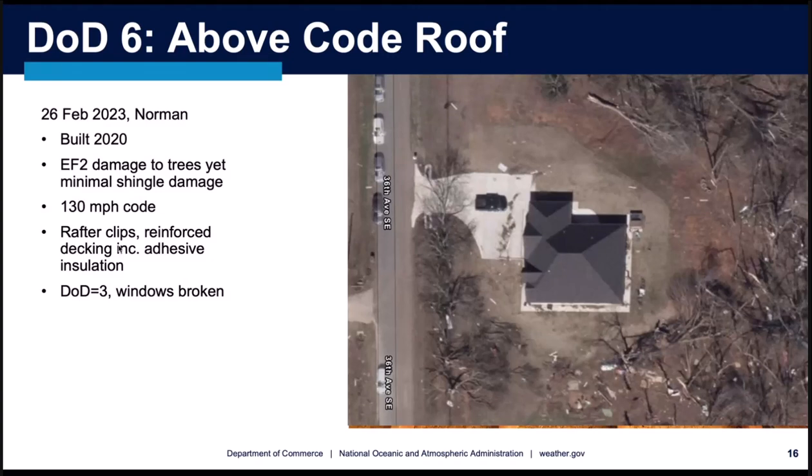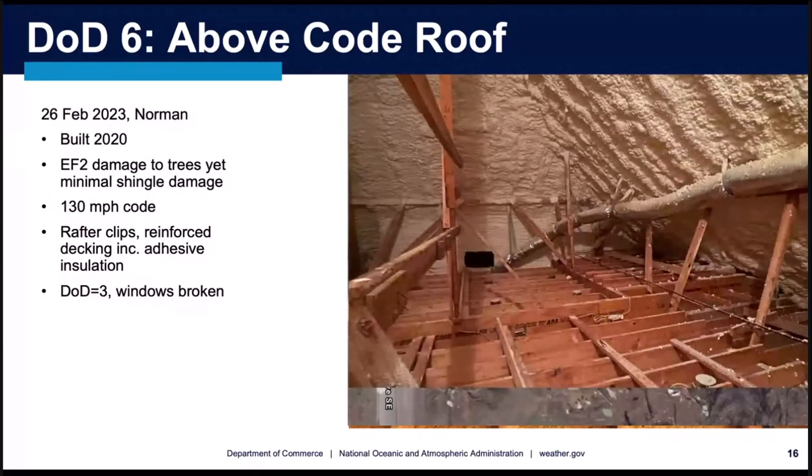It had numerous rafter clips, reinforced decking, adhesive insulation on the inside. The one area of damage that was significant to this house, and I don't have a picture of it, was that the windows were broken. So this is what the interior looks like inside the roof. And you see the decking with this adhesive style blown insulation in there, basically applied over the entire roof.